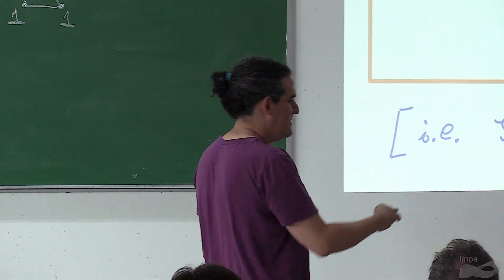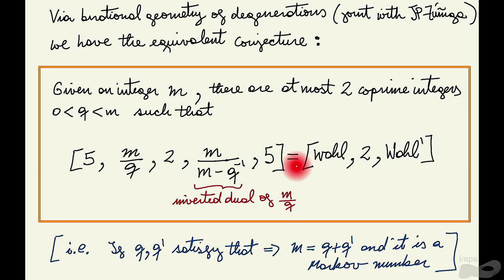It's just the dual flipped. And then 5 again. Say that you have this chain of numbers, and you see that this chain of numbers is actually a Wahl chain, a 2, and another Wahl chain. Anything. Wahl, 2, Wahl. Then there are at most 2 q's where that happens. Or if you want, if there are 2 q's, then the sum of them has to be m. So if you have 2, it is this or the flip of that, and no other.